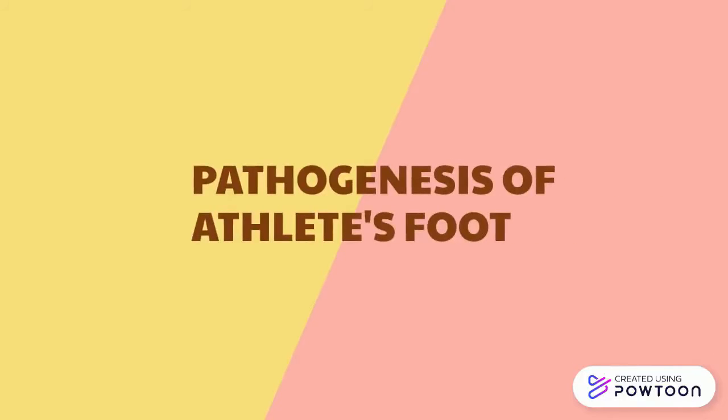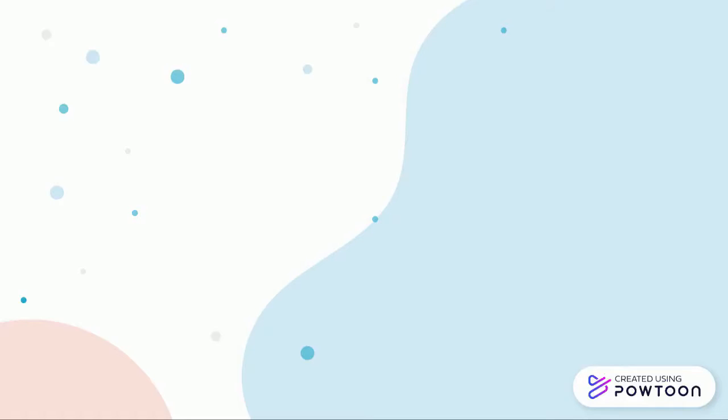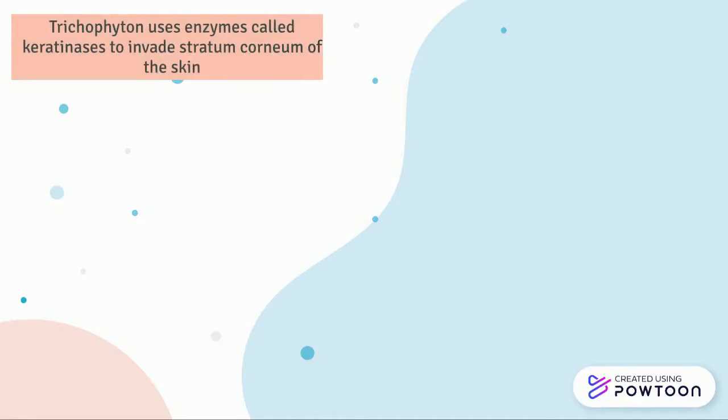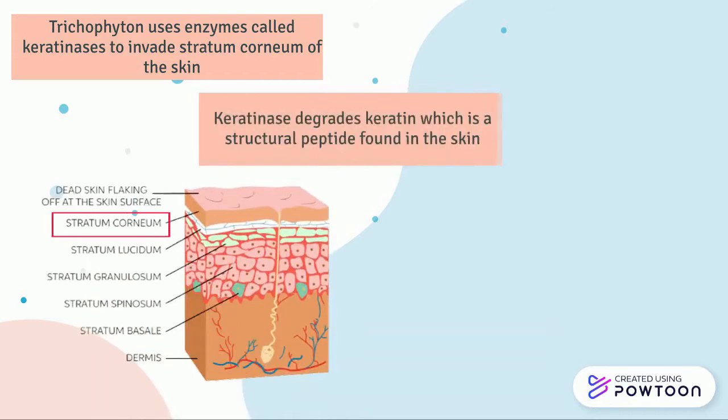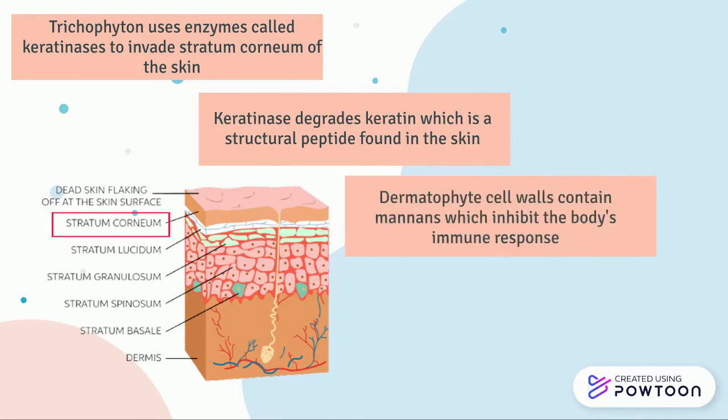Pathogenesis of athlete's foot. The dermatophyte Trichophyton uses enzymes called keratinases to invade the superficial keratin of the skin, which is the stratum corneum. Keratinase degrades keratin, which is a structural peptide found in the skin. Dermatophyte cell walls contain mannins, which are polysaccharides. These mannins will inhibit the body's immune response.